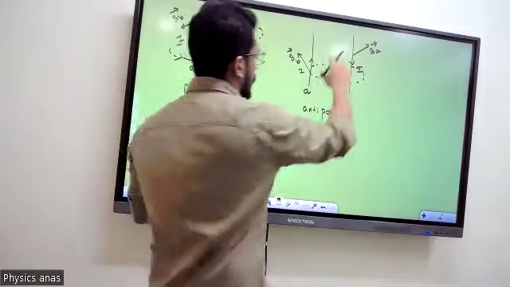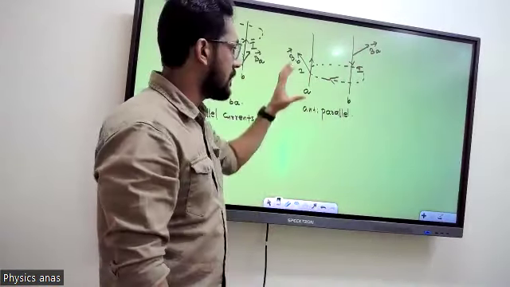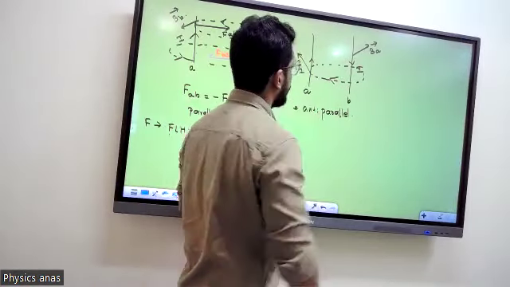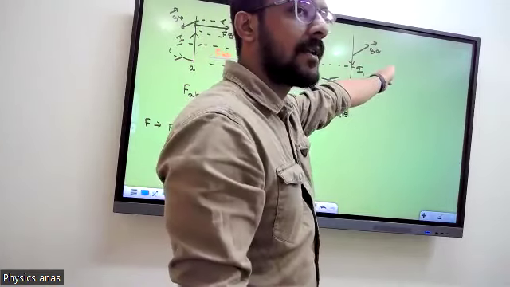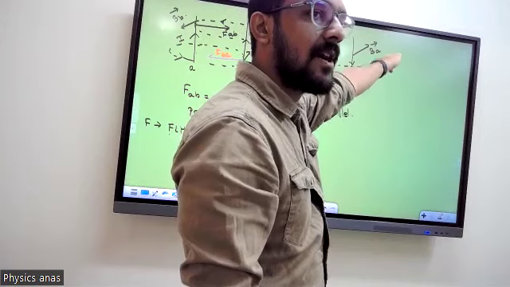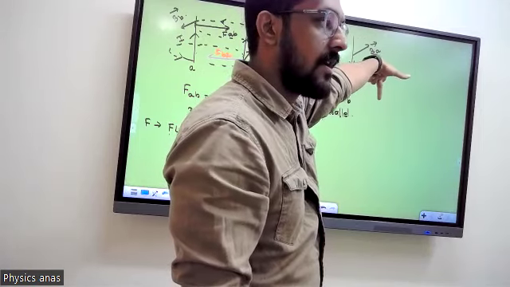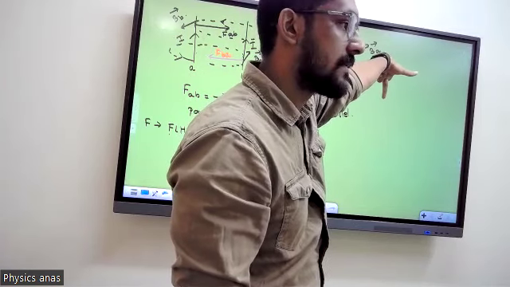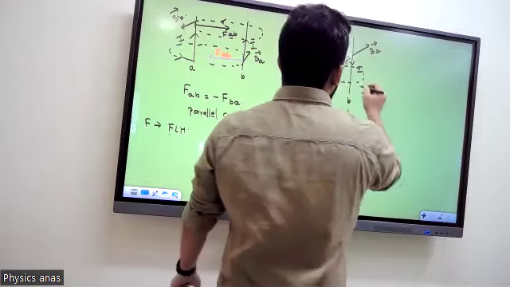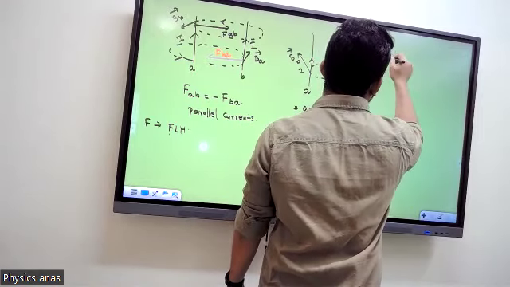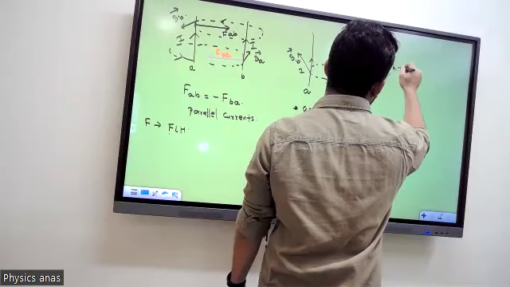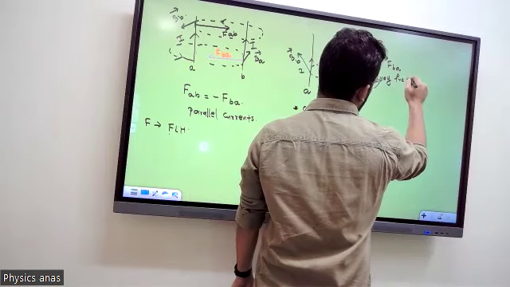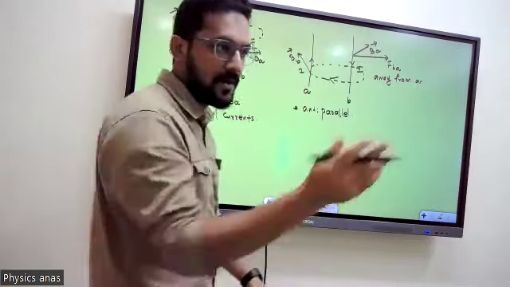Okay? So when you apply the same rule for anti-parallel current, what will you get? This is the direction of magnetic field. And what is the direction of current here? The current is in the upward direction. The thumb will give you the direction of force. So the force is outwards. Force on B due to A is away from A.